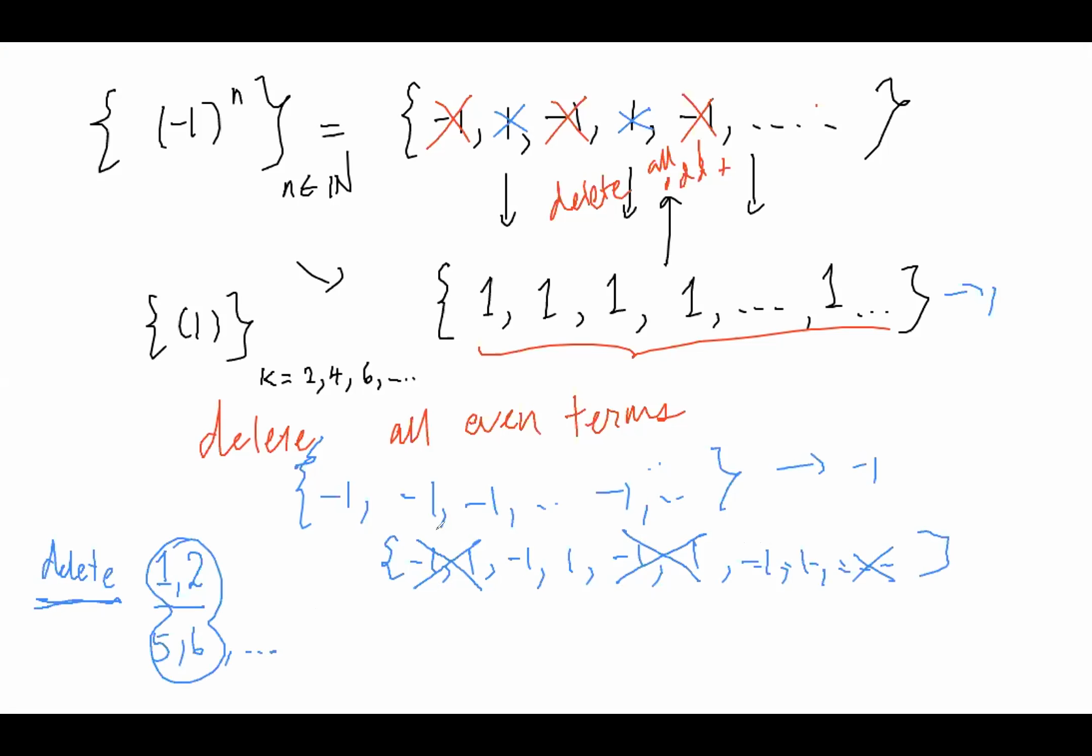I leave that to you. You can verbally explain this, it will be fine, right? You make a deletion like this, you will end up with the sequence -1, 1, -1, 1, and so on, right? This is the 3rd term, this is the 4th term, this is the 7th term, this is the 8th term. But still, this sequence is oscillating between -1 and 1.